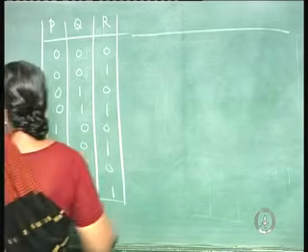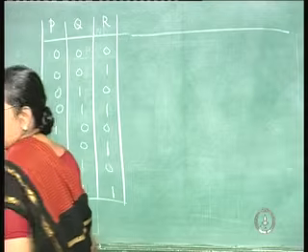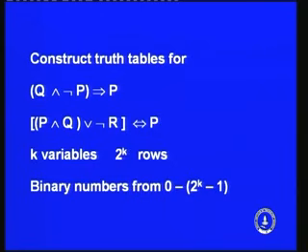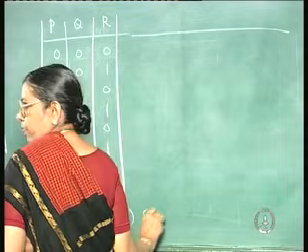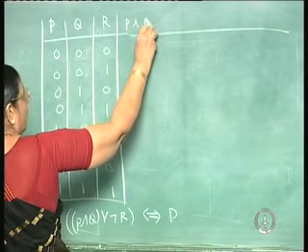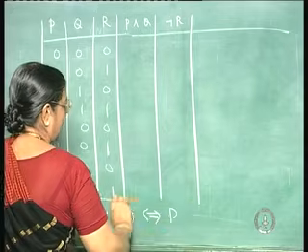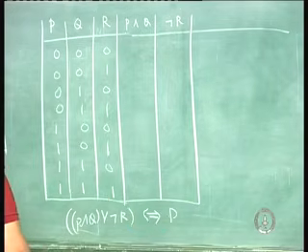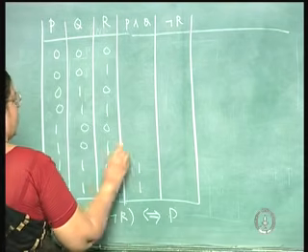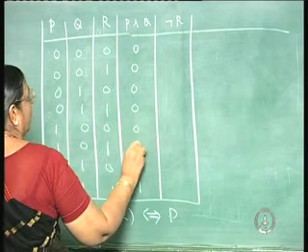Now what is the statement? The statement is this, I will write here, P and Q or not R is equivalent to P. So next you must have a column for P and Q, you must have a column for not R. So when is P and Q true? When both of them are true. When one of them is false, it will be false. So you get this for P and Q.